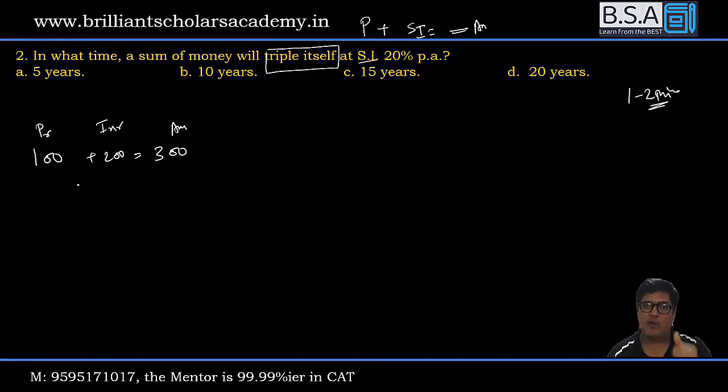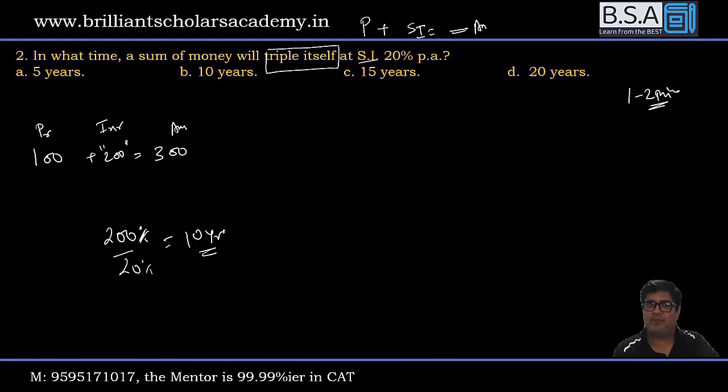On 100 rupees, if you earn 1 rupee, that is 1%. You earn 2 rupees above 100, that is 2%. Anything you earn above 100 is a percentage. So how much are you earning? You are earning 200 percent. When you are earning 20 percent every year, it will take you 10 years.